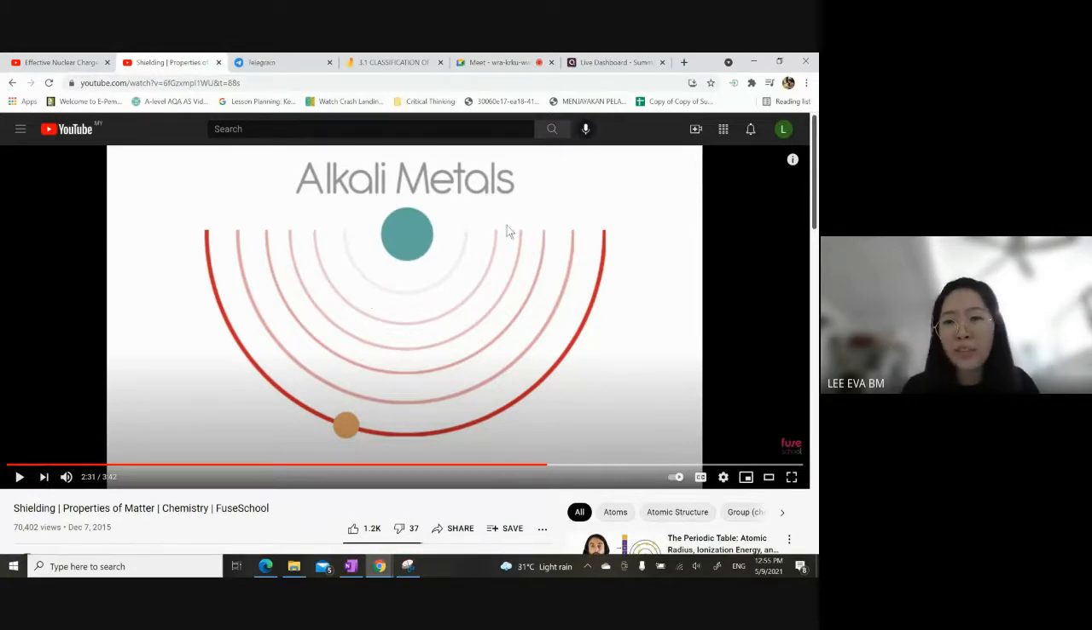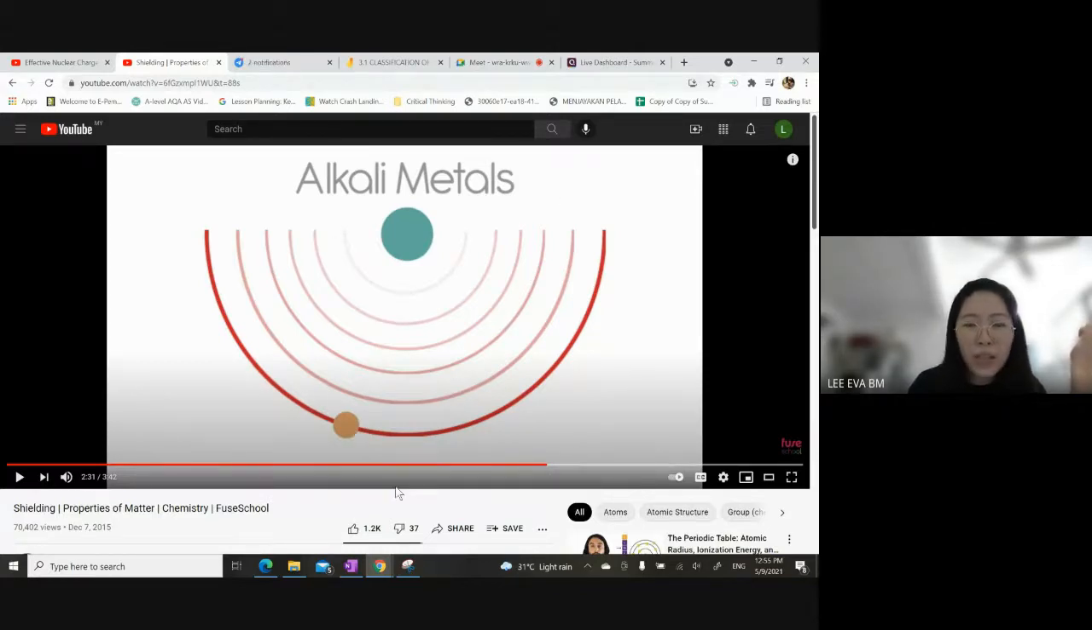So this shielding effect is like a shield. Who can help translate what it means by shield? Is there anyone who can help translate? When you go into the war, right? The soldier is holding the shield. Penghalang we call it. Okay, so the inner shell over here, or your inner electron, behaves like a shield that is decreasing the forces of attraction between the nucleus and your outer electrons in this case.